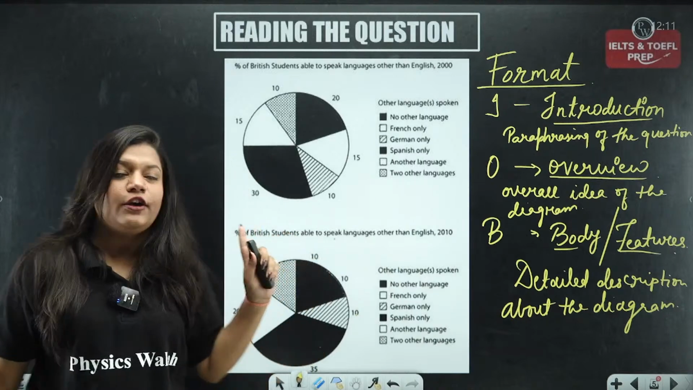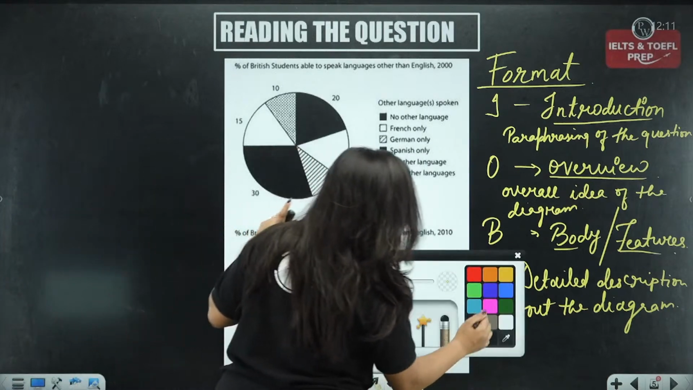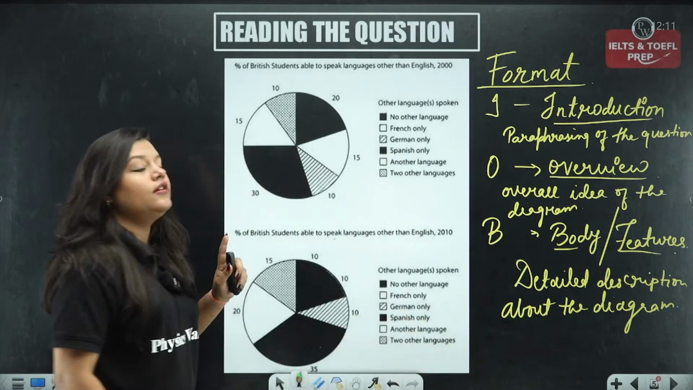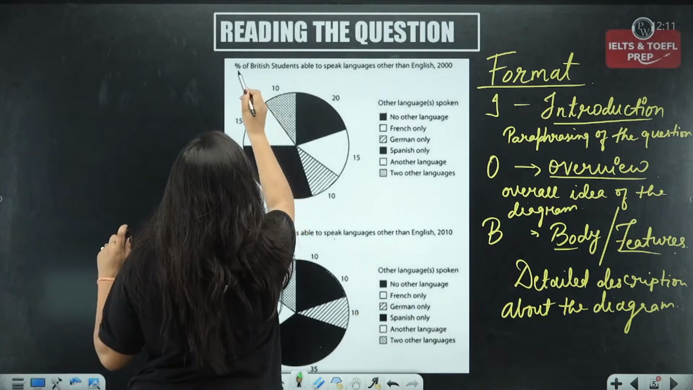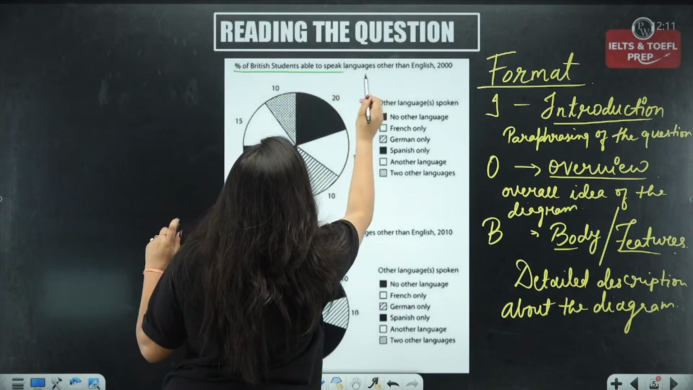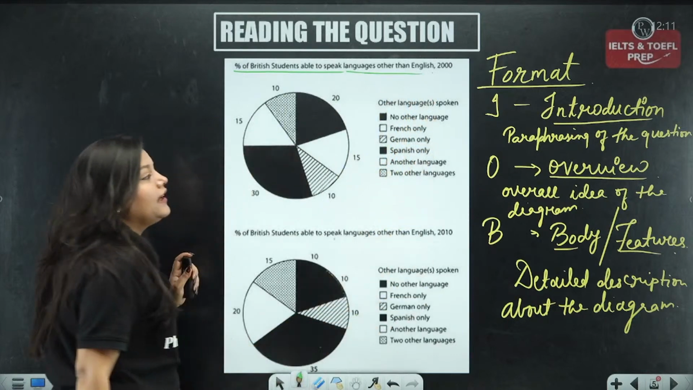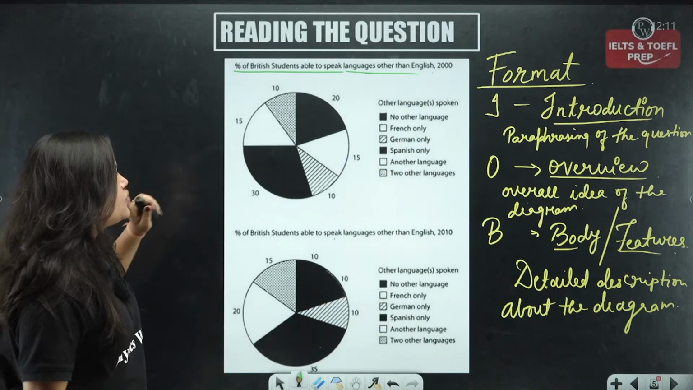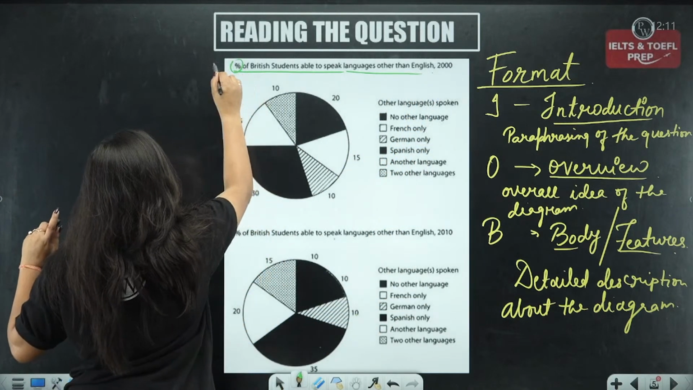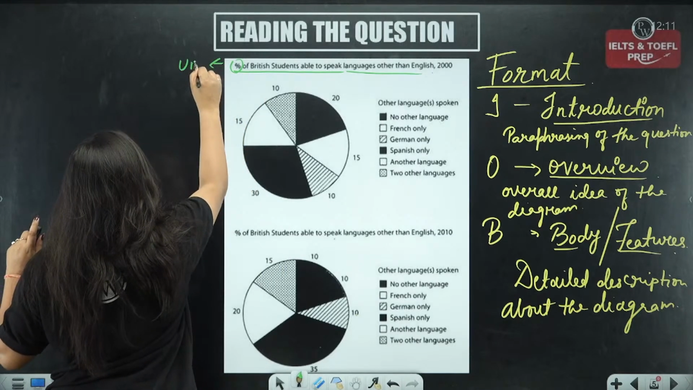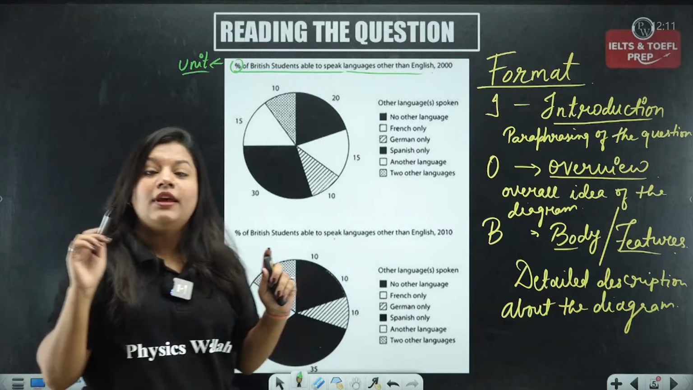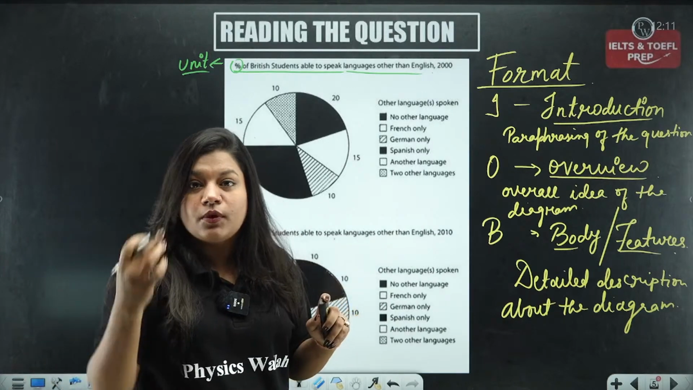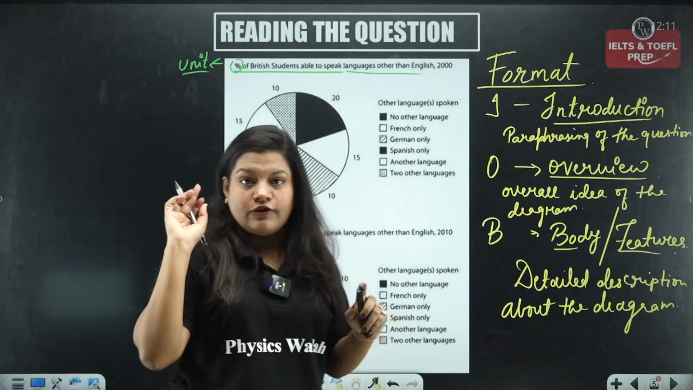First. Now second, the next one is the reading of the question. How are you going to read the question? First of all, percentage of British students able to speak languages other than English. This is the percentage. The unit is already given. Make sure you look at the unit, because eventually you need to mark the unit whenever you are writing the responses, and the unit is very important for your clear presentation.